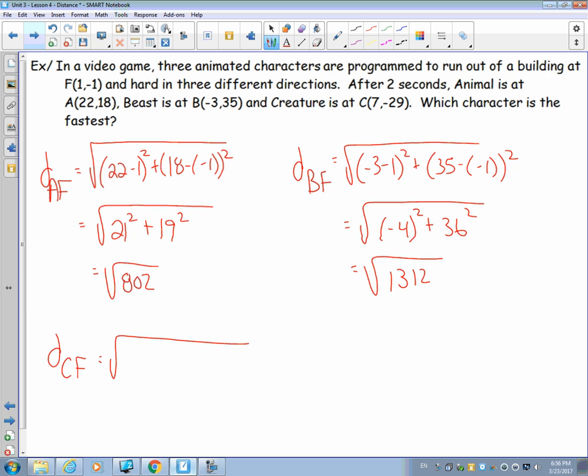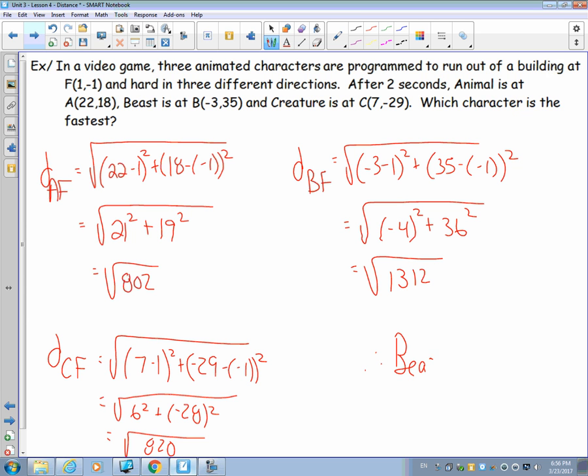CF. I'm going to do 7 minus 1 squared and negative 29 minus negative 1 squared, which would be 6 squared plus negative 28 squared. And that comes out to, into our calculator we go, 820. So which one ran the furthest? Well, obviously the biggest one is 1312, so B is the fastest. He ran the furthest in the same amount of time.